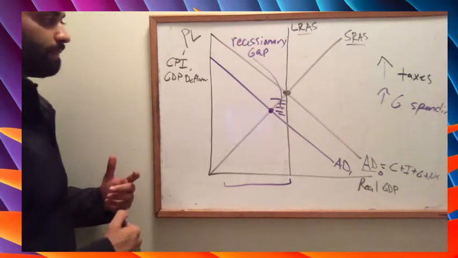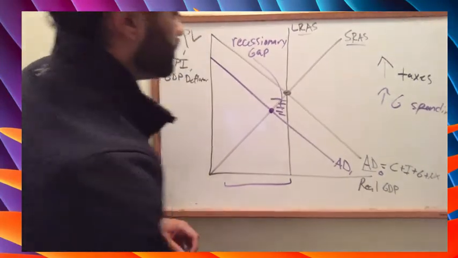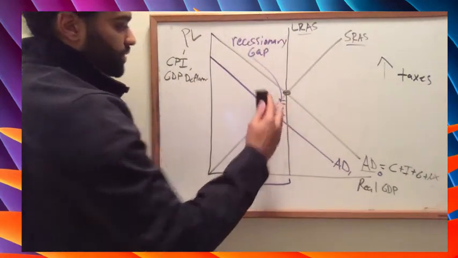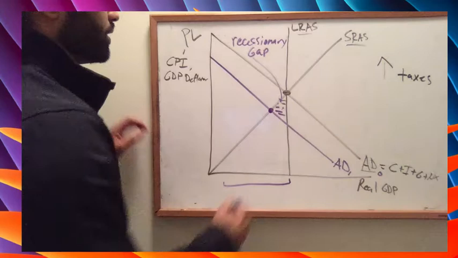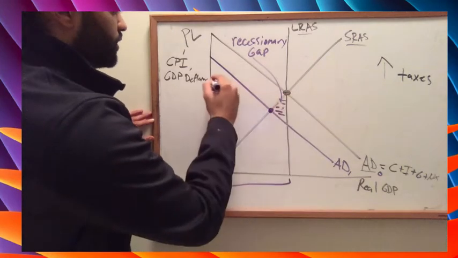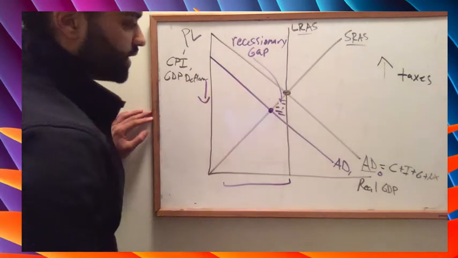All right, so we're going to back up one step. Before we do the increase in government spending and going back, we have this recessionary gap. So what do we notice about price levels from here to here? We compare these 2 points. We see price level has decreased.